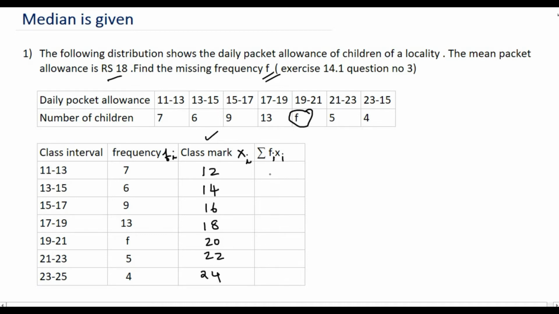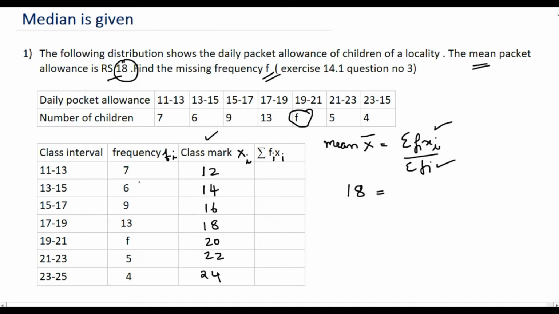Next step, you need to find out Fi xi. We know the formula for arithmetic mean, x bar is sigma Fi xi divided by sigma Fi. Arithmetic mean they have already given as 18. The mean pocket allowance, that means the arithmetic mean, they have given as 18. We need to find out the missing frequency. For that we need to find out sigma Fi xi and sigma Fi. So for that first you need to find out Fi xi.